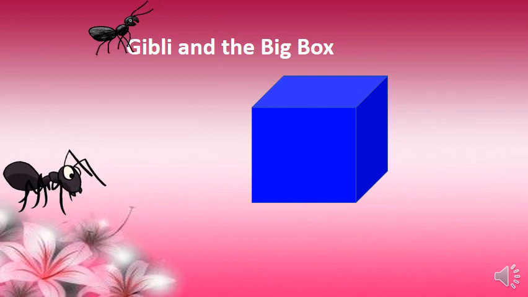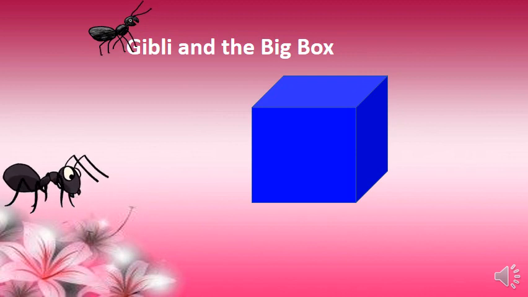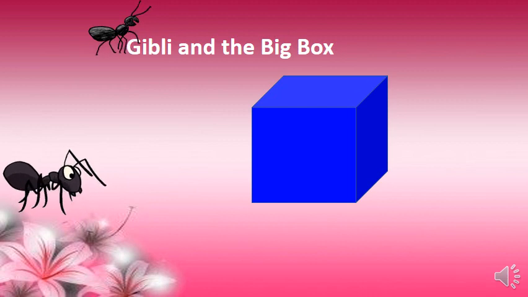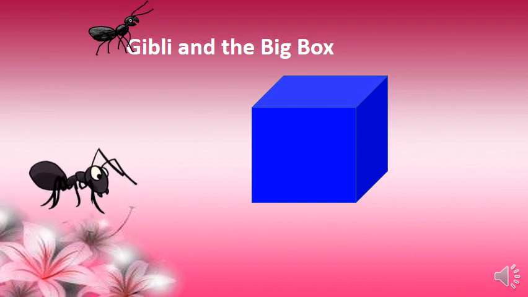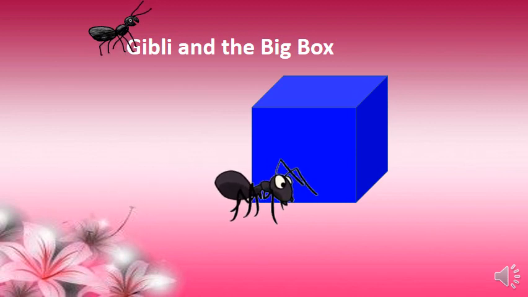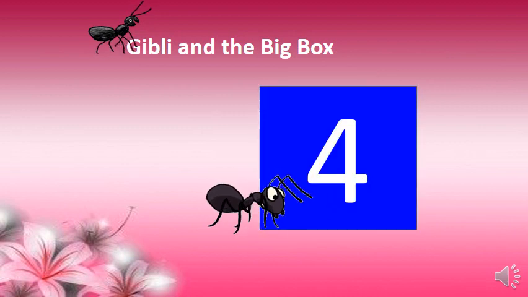Ghibli and the Big Box. Children, do you remember Ghibli, the ant in the Math Magic Book 3? Yes, I know you remember. Well, one day Ghibli saw a big box on her way. It looked like this. That means Ghibli saw number 4 on the box.